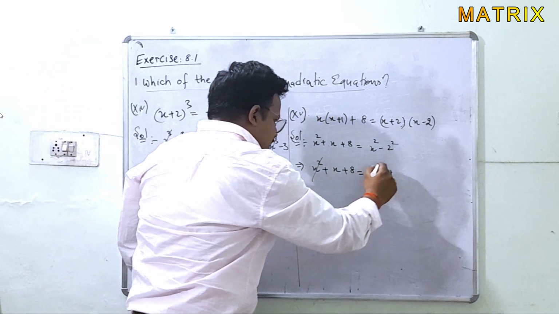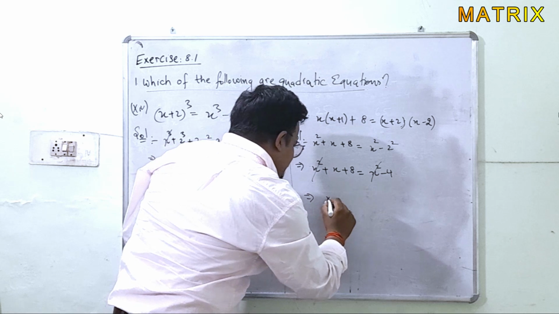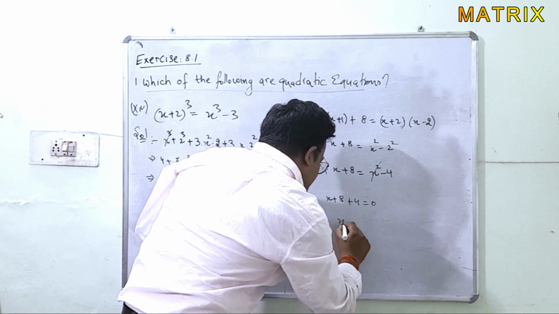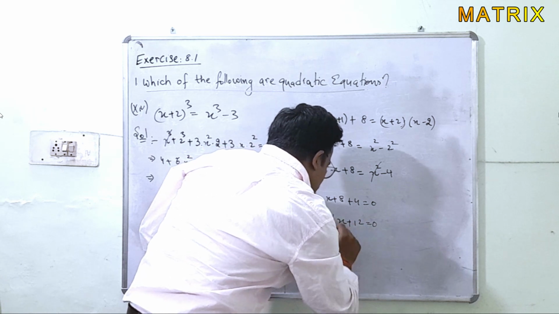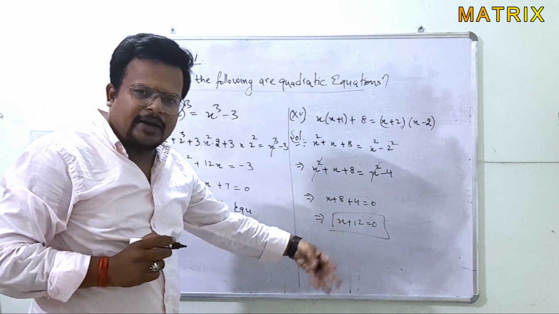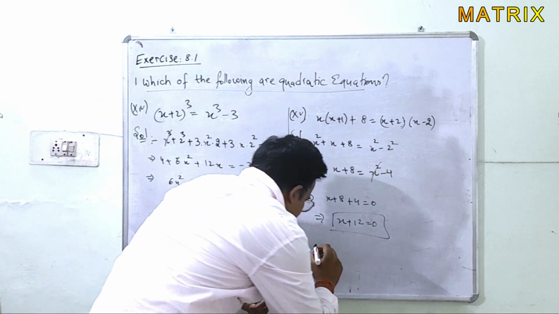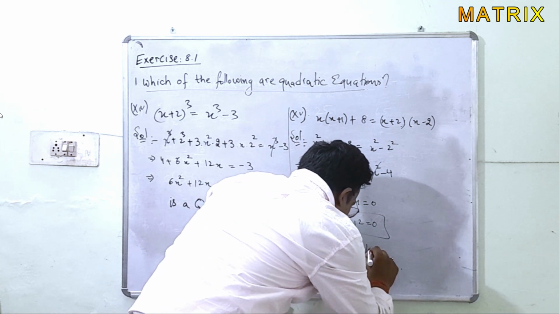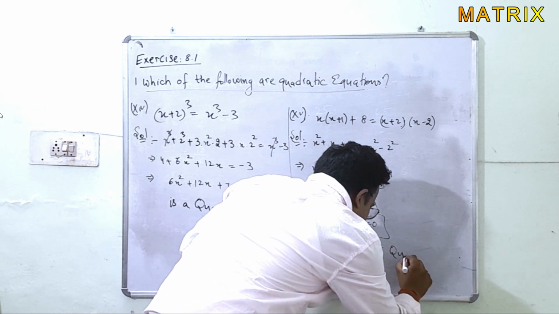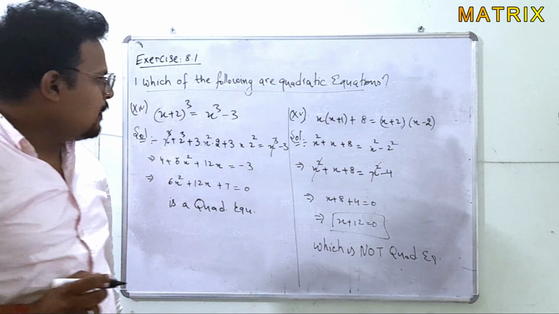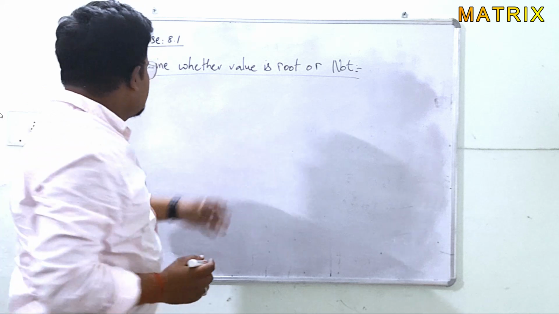And on both sides, x square can be cancelled. It will be x plus 8 plus 4 equal to 0, or x plus 12 equal to 0, which is not a quadratic equation. So this is a point x is equal to minus 12, which is not a quadratic equation. Right? Alright. Let's take one more example on this.